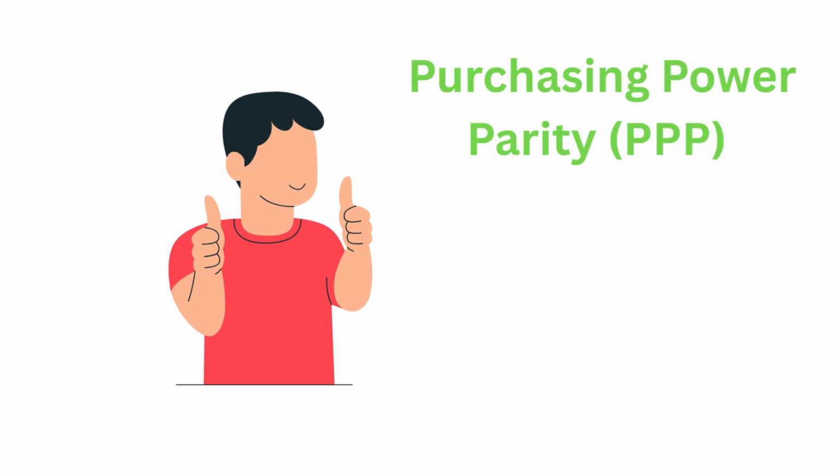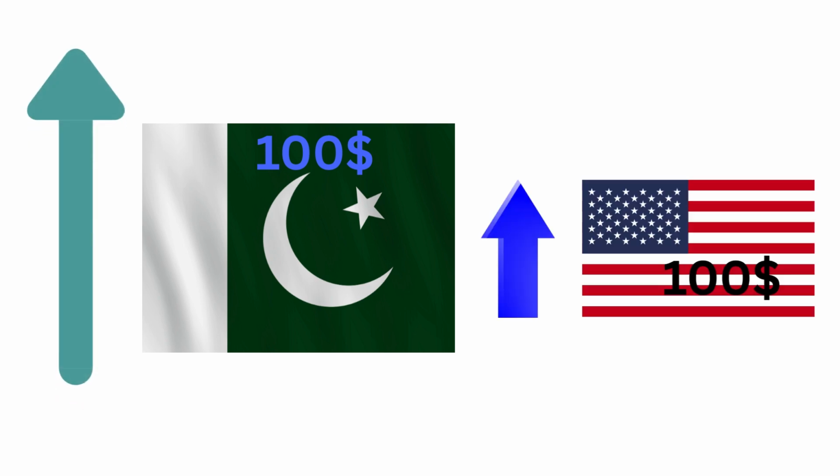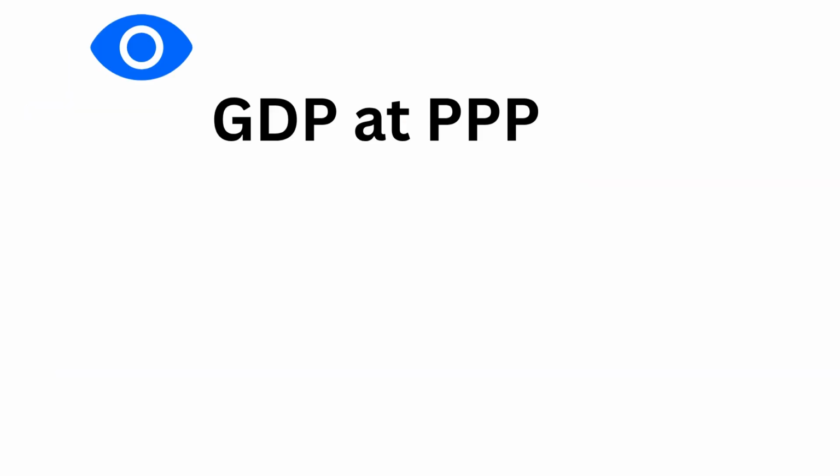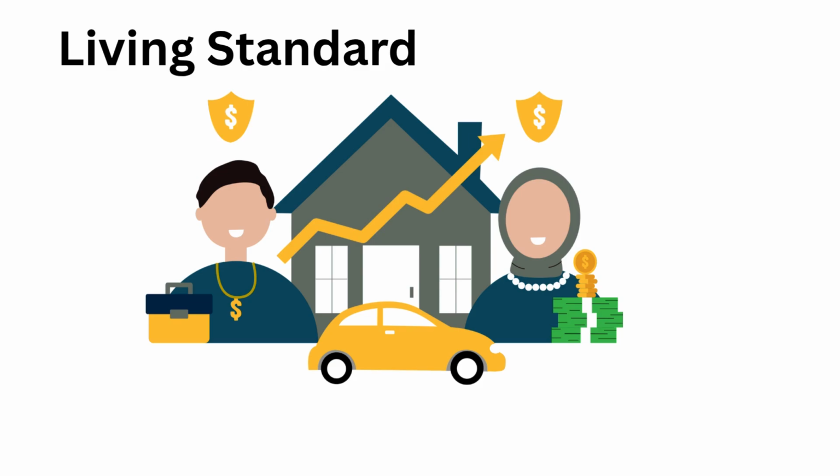Here's where things get even more interesting. Purchasing Power Parity, or PPP, adjusts GDP to reflect the cost of living in each country. Why? Because $100 goes a lot further in Pakistan than in the US. So, GDP at PPP gives a more realistic view of what people can actually buy in their own countries. It's one of the best tools to compare real standards of living globally.